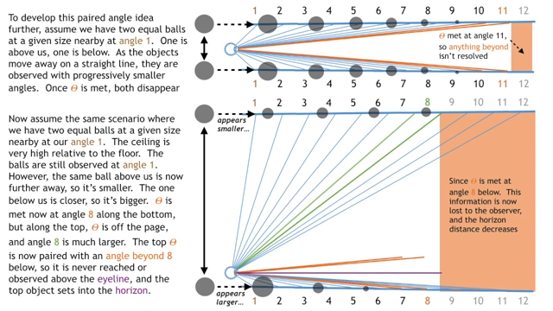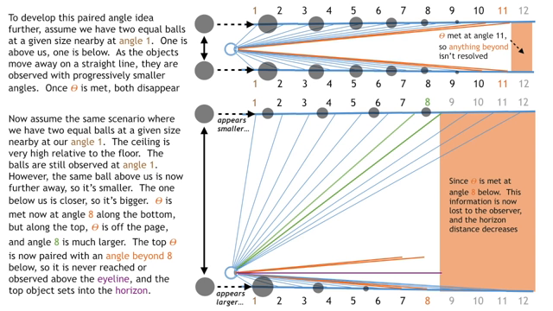So let's develop this paired angle idea further. Assume we have two equal balls at a given size nearby at our angle 1. There we have about 12 angles along the top diagram. So we'll say at angle 1 we have these two objects of the same size.